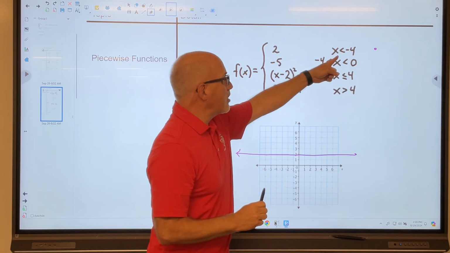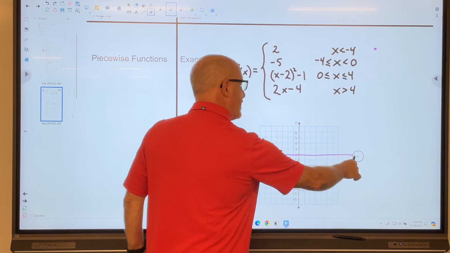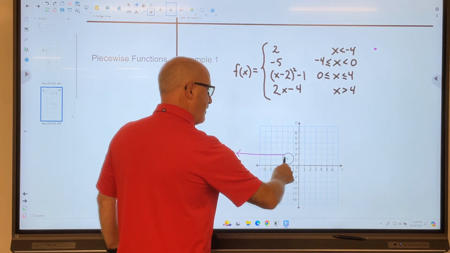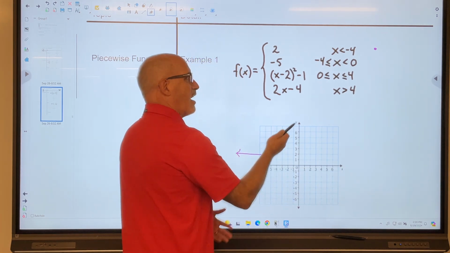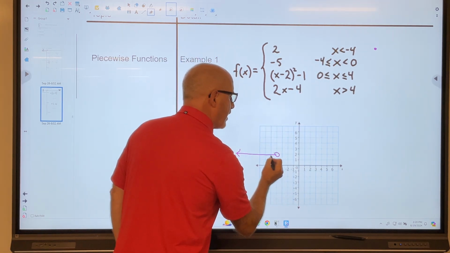But what this restriction says is, let's just go less than negative 4. So I'm going to erase all of this out to negative 4. And which kind of dot am I going to put on it? Because it's just a less than, you're going to put an open dot on it.